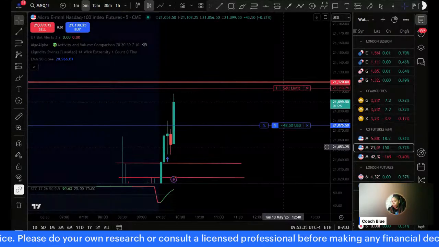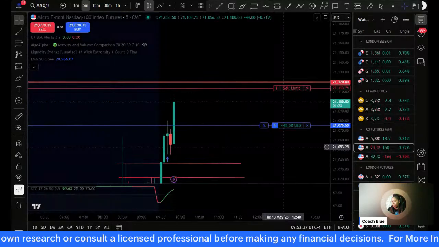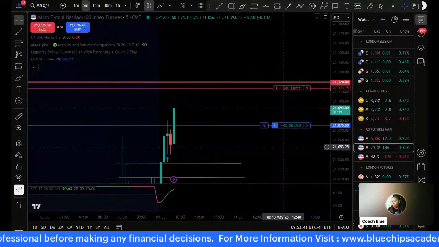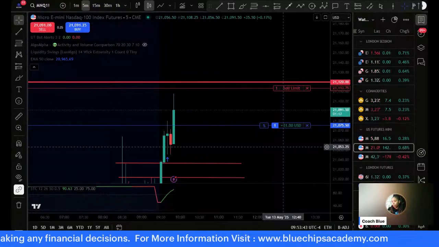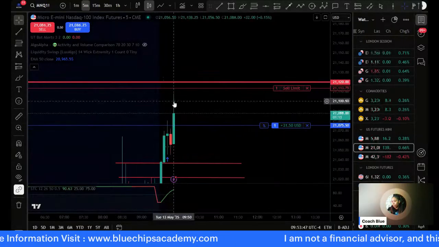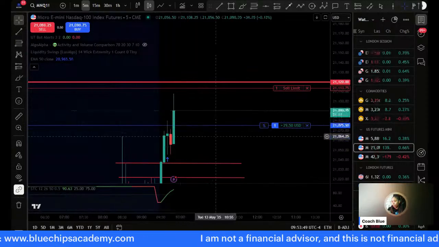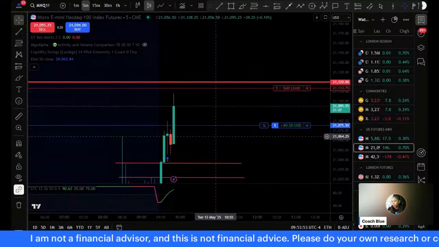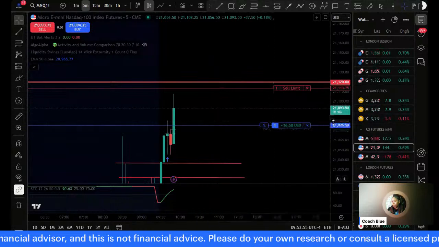Let's see how it closes. We got 1 minute and 20. I don't like the way this wick is looking. The sellers are creeping in. They're trying to creep in, y'all.